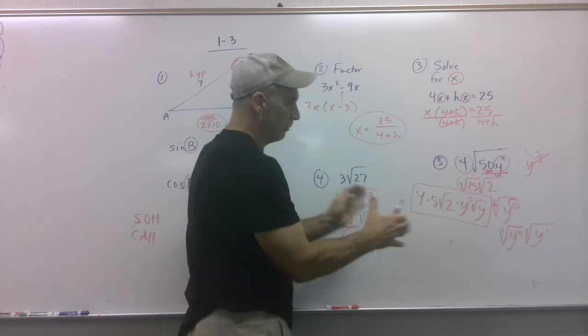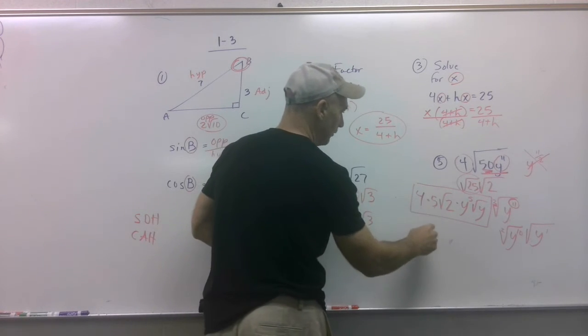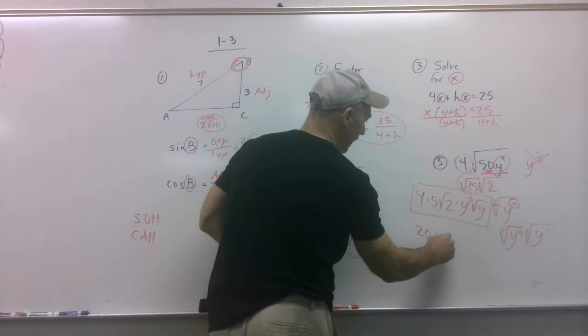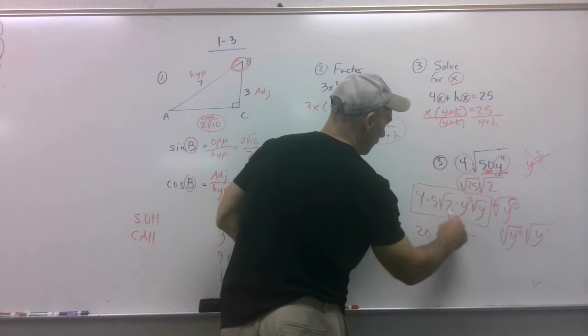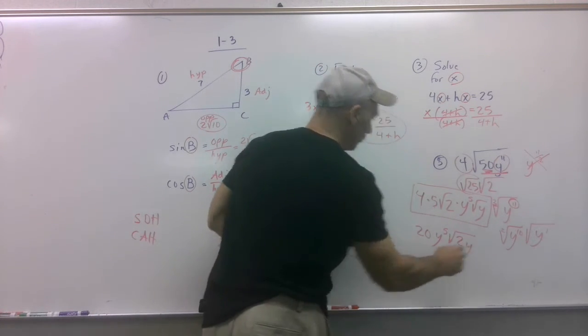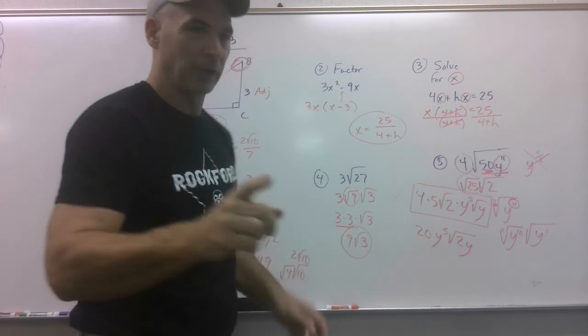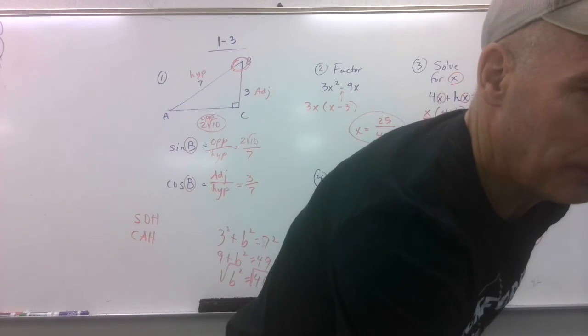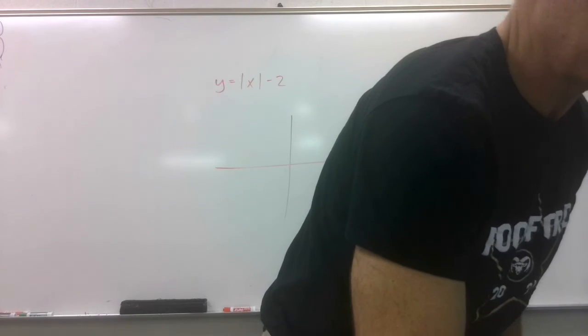So this is my answer. But now I got to multiply all the oil together. 4 times 5 is 20. I got y to the 5th. And here comes the water. 2 times y is 2y. All right, one more thing to show you, and that will wrap up our sample problems.